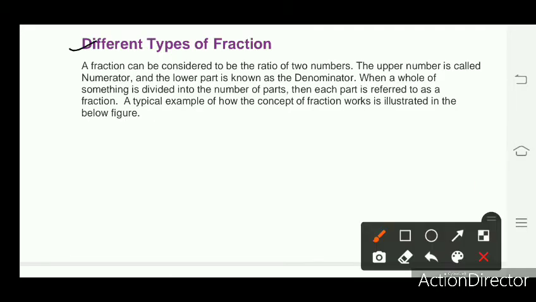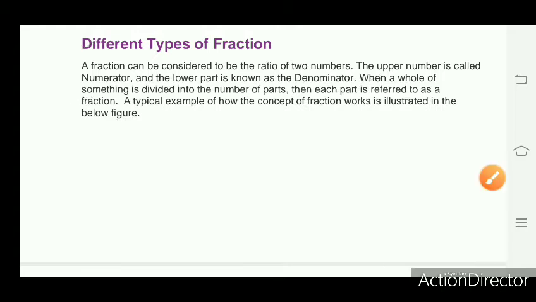Different types of fraction. A fraction can be considered to be the ratio of two numbers. The upper number is called the numerator and the lower part is known as the denominator. When a whole of something is divided into a number of parts, then each part is referred to as a fraction. A typical example of how the concept of fraction works is illustrated in the below figure.